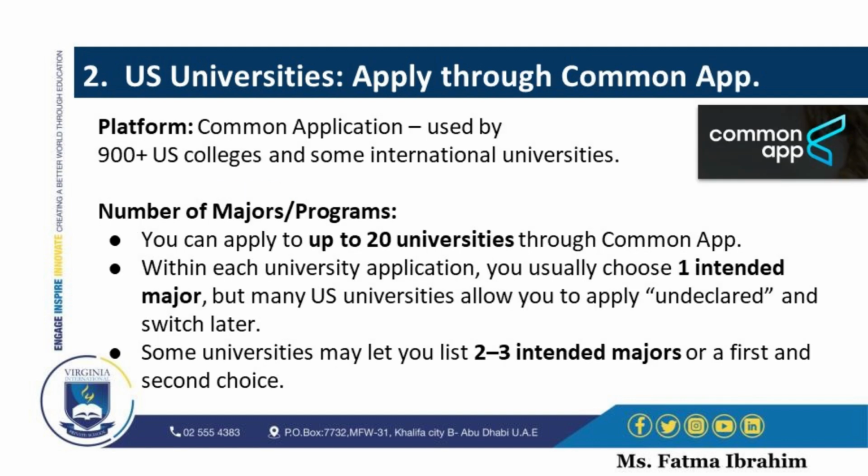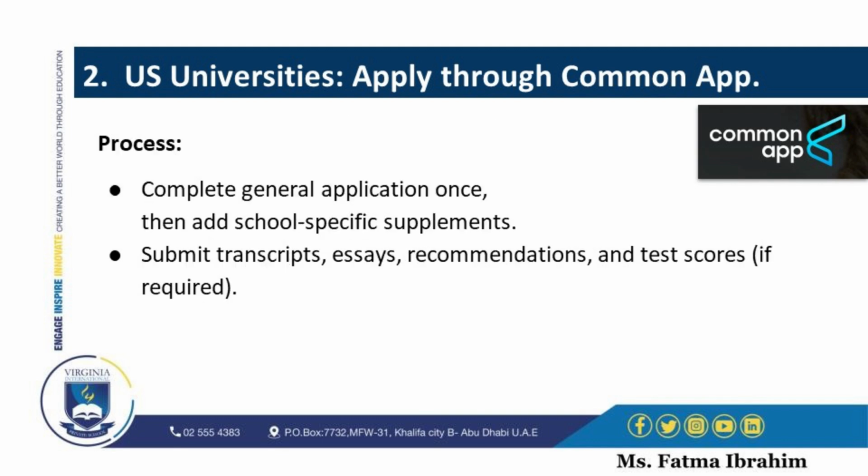Heading to the US, the Common Application, or Common App, is used by more than 900 colleges. You can apply to up to 20 universities in one go. Usually, you'll choose one intended major, but many schools let you apply undeclared and decide later. Some will even let you list a first and second choice major. The Common App works like this. You fill out your general details once, then add extra sections for each school. These might be extra essays or short answers. You'll also send transcripts, recommendation letters, and if required, SAT or ACT scores.